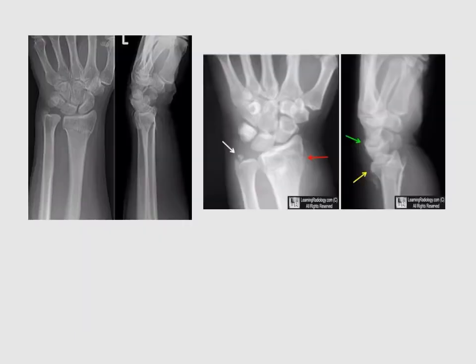On X-ray we are able to see the transverse fracture. This is the transverse fracture. Sometimes the patient comes with a styloid process displacement. Of course, there is the transverse fracture of the distal part of the radius.